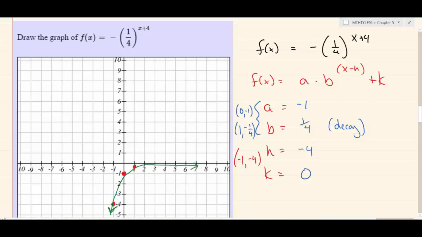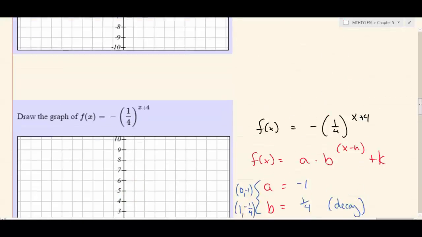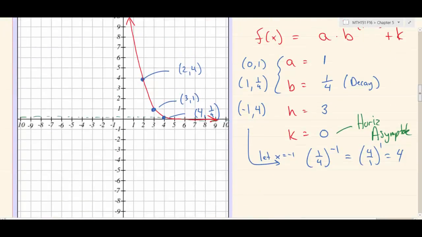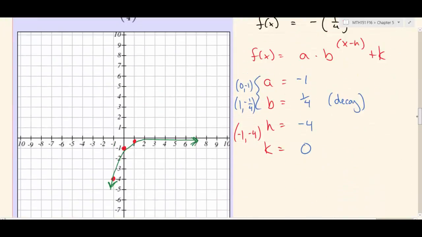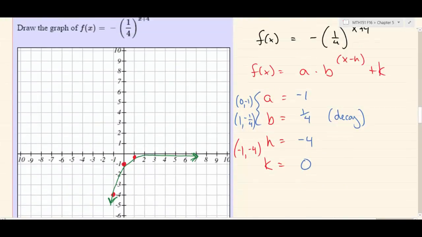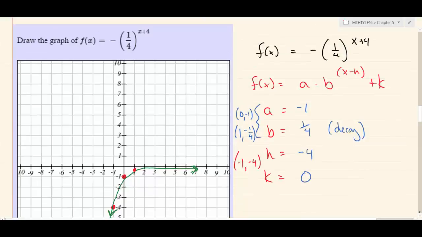Now remember, this is without any H and K shifting. We're only looking at A and B. What do you notice about this graph? Put a negative out in front of the function. What does a negative out in front of the function do? Yeah, it flips it. Look at this one. Positive 1/4. Here's -1/4. It flips it. So a negative out in front flips the graph over a horizontal axis, okay?